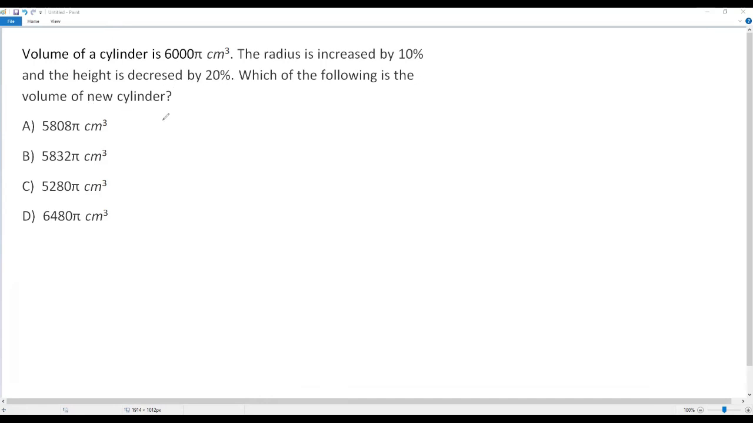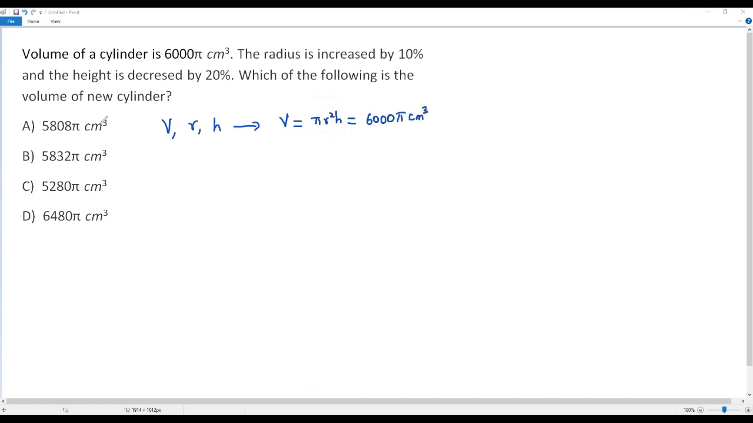We can take V as the volume, R as the radius, and H as the height of the original cylinder. In that case, the volume of the original cylinder equals pi R square H. This is the formula to get the volume of a cylinder. Already we have the volume of the original cylinder, that is 6000 pi centimeter cube. Then this must be equal to 6000 pi centimeter cube.